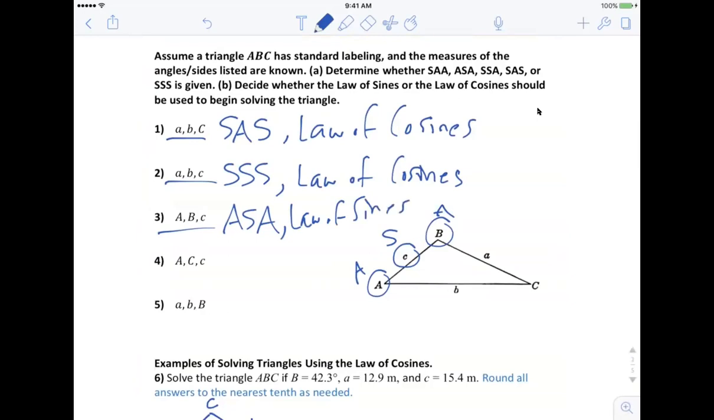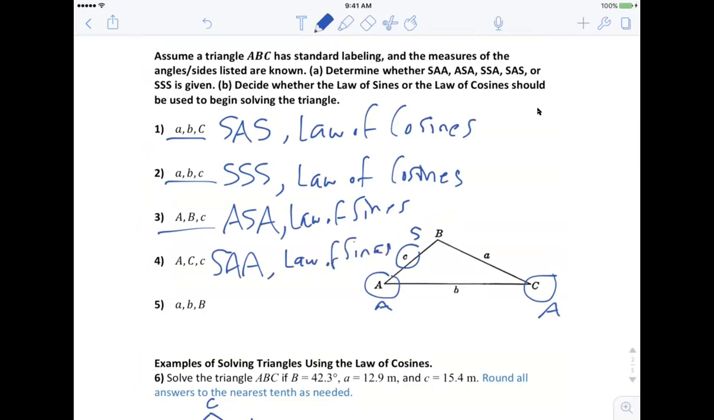Moving right along, how about the next one? We have A, C, and little c. If I circle those, little c is over here. Notice the side is not between the 2 angles, so that's side, angle, angle. Side, angle, angle is still case 1, so it's still law of sines. Anytime you have 2 angles and a side known, you're going to do law of sines.